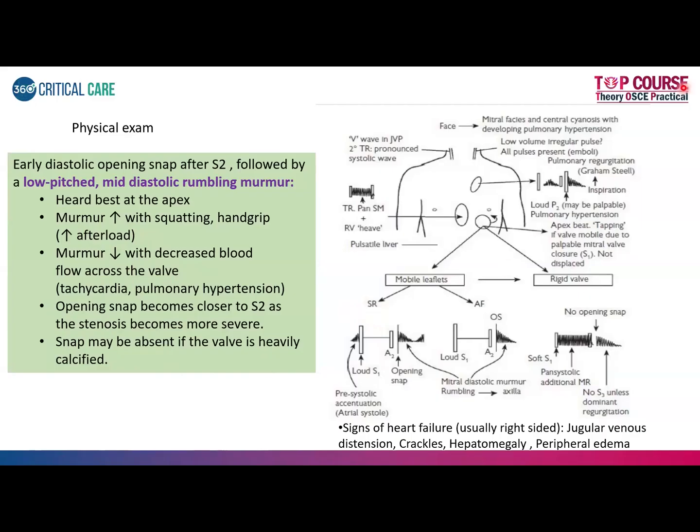Apart from that, the patient also presents with the mitral facies, central cyanosis with development of pulmonary hypertension, low volume irregular pulse, pulmonary regurgitation with Graham Steell murmur, which is present during inspiration, and all the signs of heart failure.